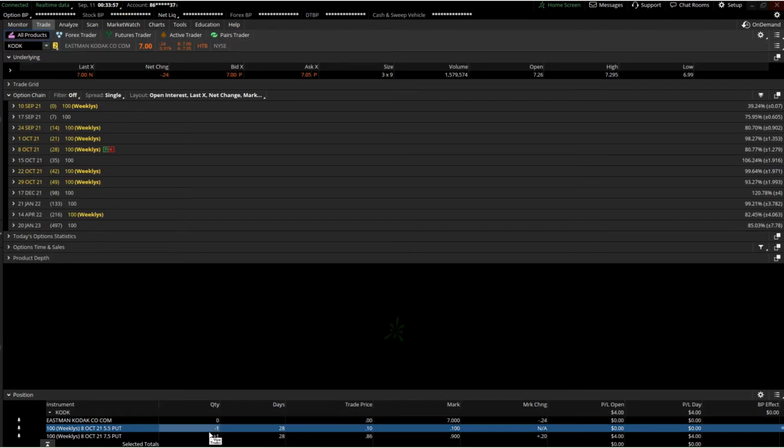Again, this contract is one strategy. It's not two independent trades. This is one move here. I bought a put and I sold a put expiring on the same day, October 8th, which expires in 28 days. When I bought the 750 put, I bought it at 86 cents, but I sold the 550 at 10 cents. So net, this trade cost me 76 cents, or $76, because 76 cents times 100 shares is $76.